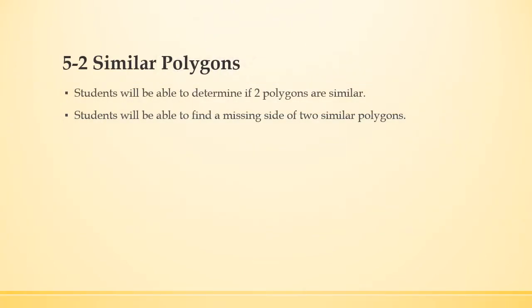This section of Unit 5 is about similar polygons. By the end of the period, you will be able to determine if two polygons are similar. You will also be able to take two similar polygons and find missing side lengths.